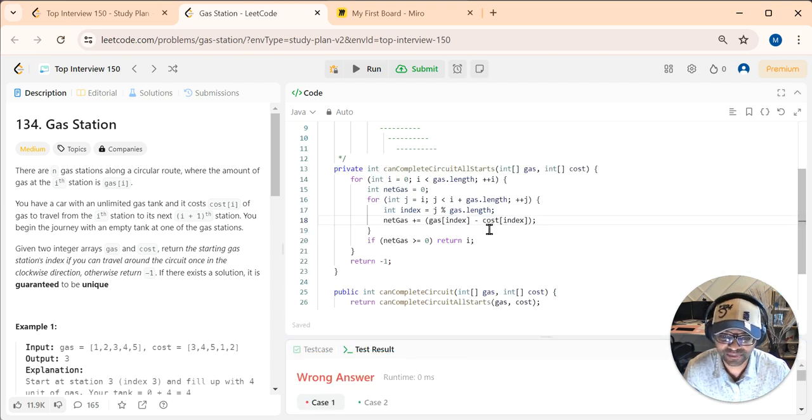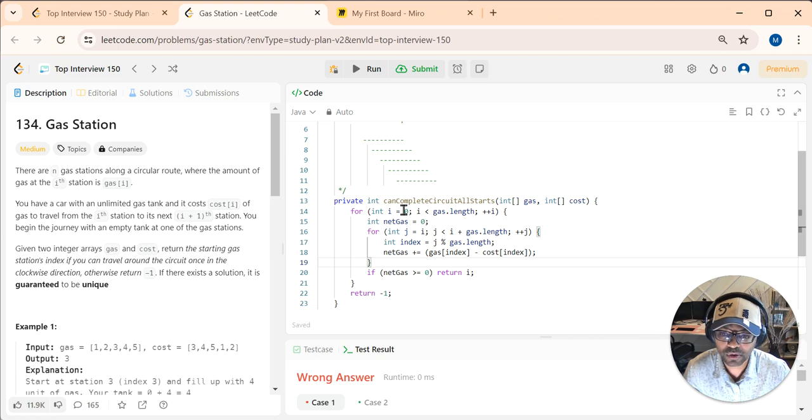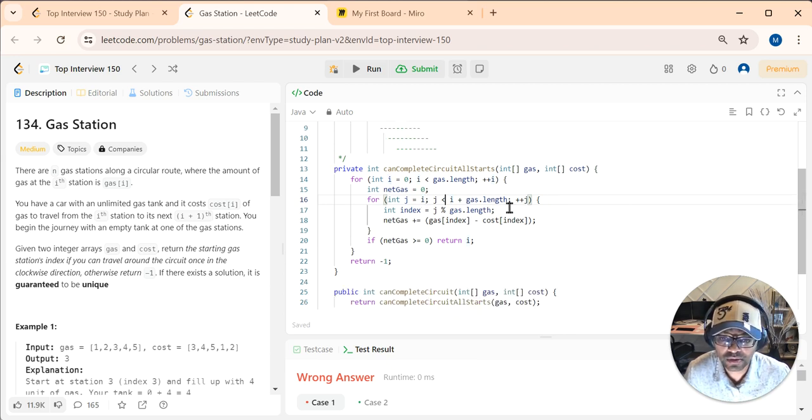Let's see what's going on. Okay, let's go a bit slow. So starting at 0, then j is i plus gas.length. Yeah, that is, oh, we need to start, yeah, we start from i and we go from, yes, that makes sense. Index is j % gas.length. Net gas is plus or equal to that.